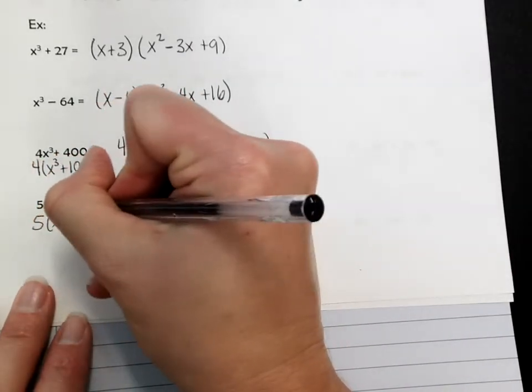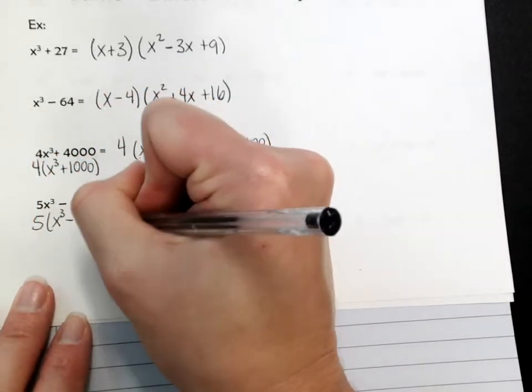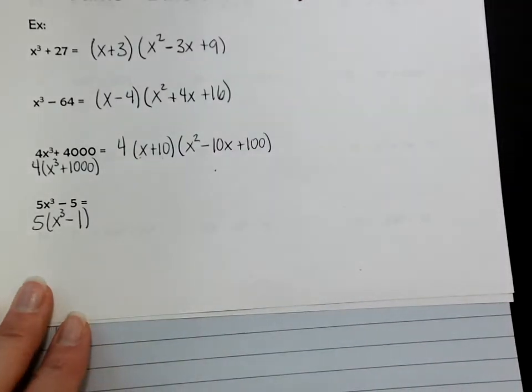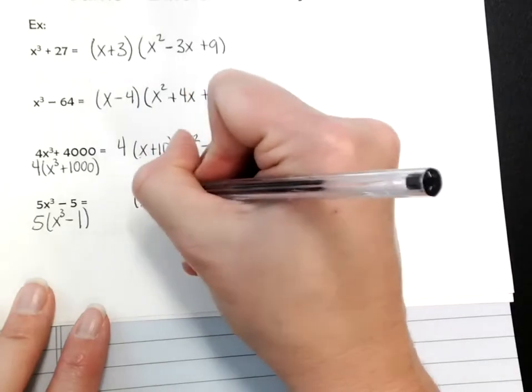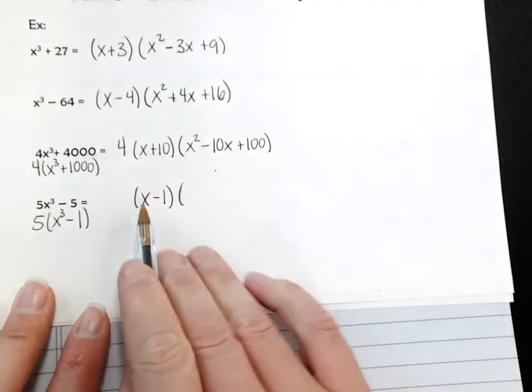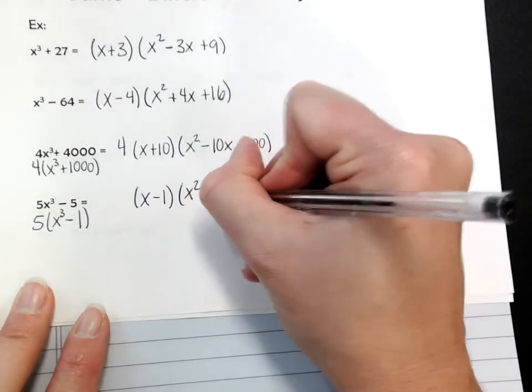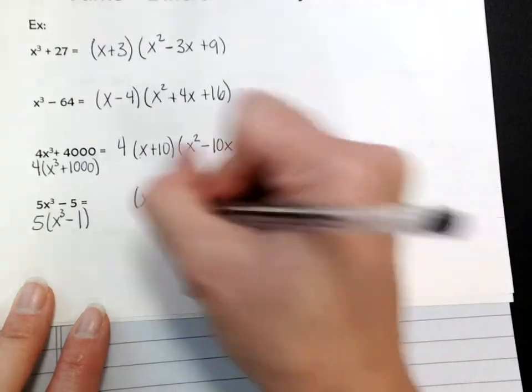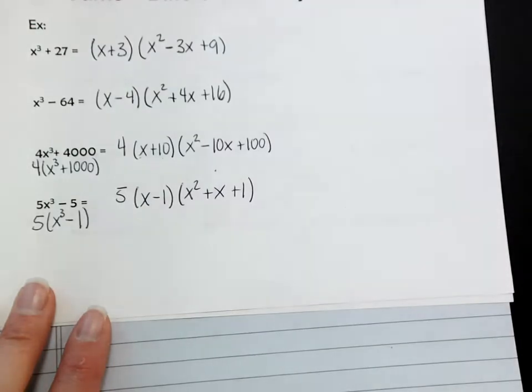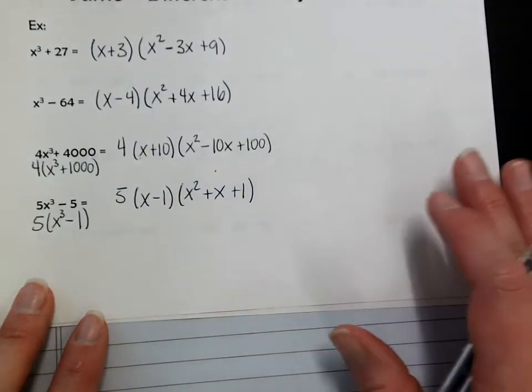If I take out the 5, I'm left with just an x minus 1. Well, 1 is a perfect cube. That's 1 cubed. So again, first term is going to be x minus 1. Square it. Multiply them together and change the sign. Square it. Greatest common factor stays in front. Okay? So those are our examples off the front here.